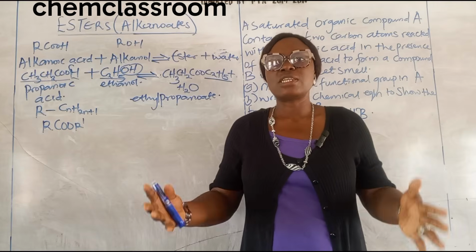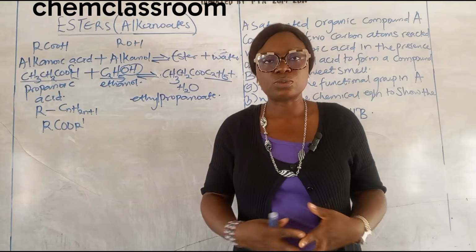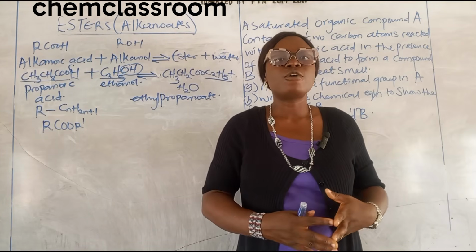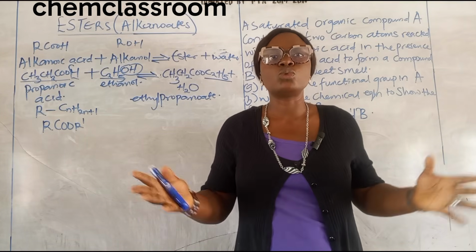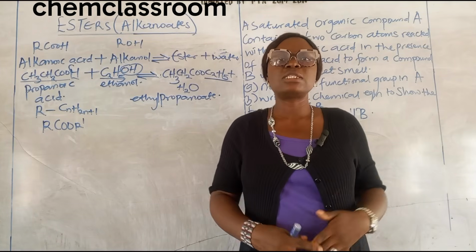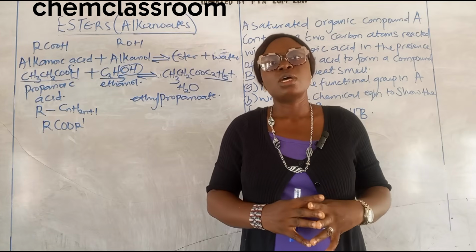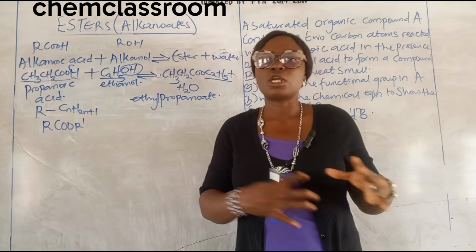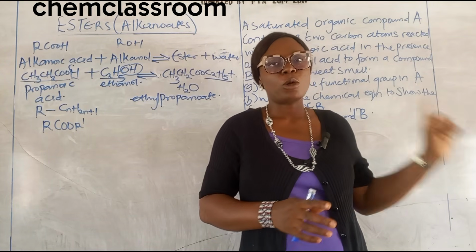Okay, now for your esterification reaction, it needs to be catalyzed by an acid, but that doesn't happen in neutralization reaction. Then for your esterification, there is no need for an indicator to know the endpoint. But for your neutralization reaction, an indicator like methyl orange or phenolphthalein is expected to be used. So having compared the two together, we have a practical question on the board.